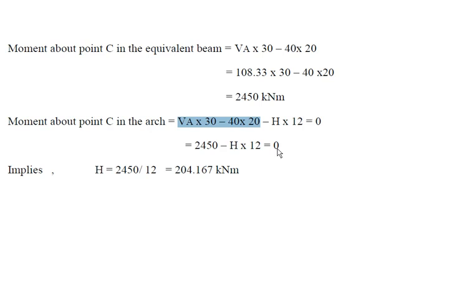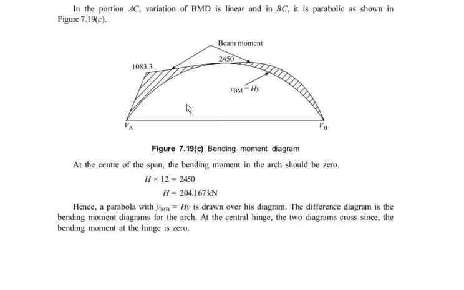So the moment about the crown point is 0. We know that already. So the equivalent beam moment minus H into 12 is equal to 0, which implies H is equal to 2450 divided by 12. So this is the value of H from the equations. Like this we calculated the value of the horizontal reaction. Now coming back to our bending moment diagram.